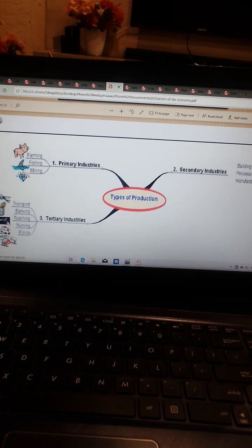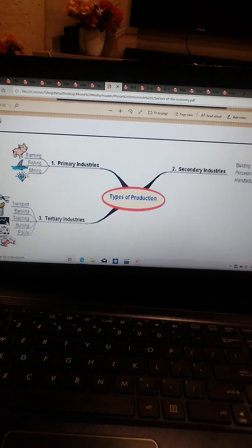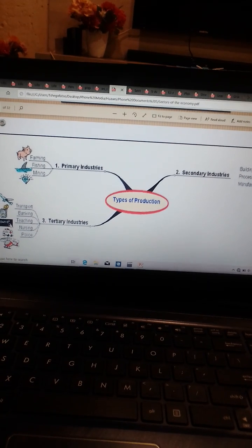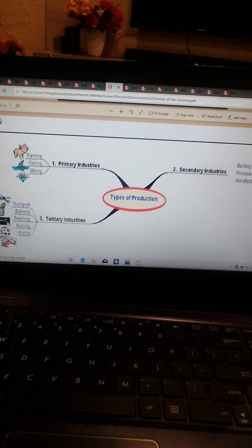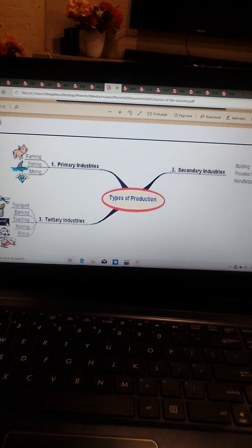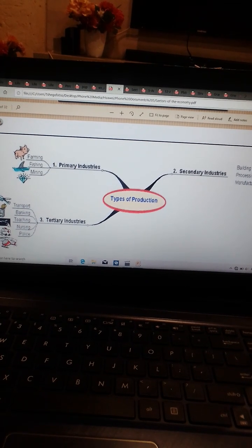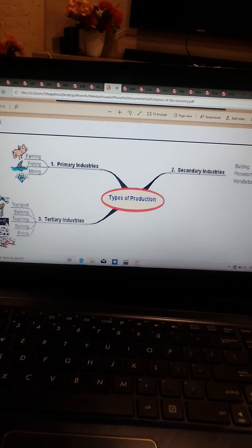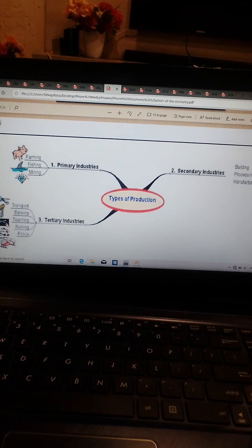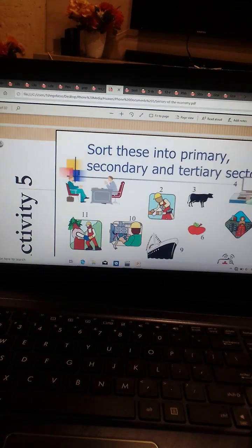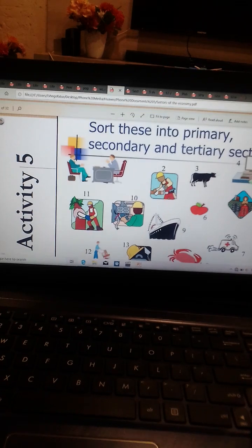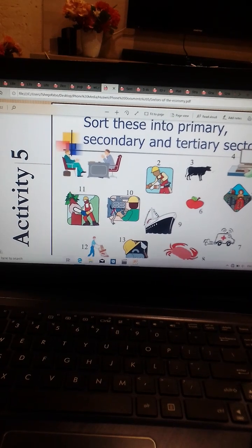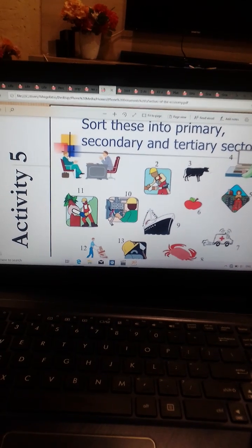So remember, these are your types of production. Primary industries: farming, fishing, mining, and forestry. Secondary sectors is building, processing, manufacturing. Building is also another term for construction. Tertiary is services like transportation, banking, teaching, nursing, and police. Okay, you don't have to do this. I've compiled an activity for you, but I'll just show it.